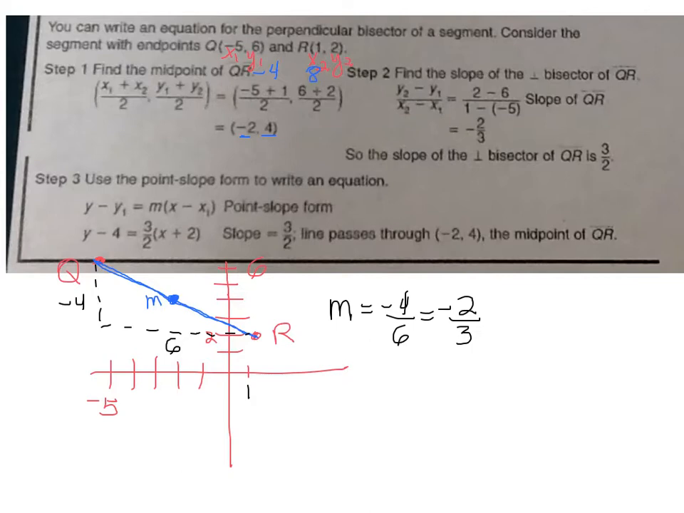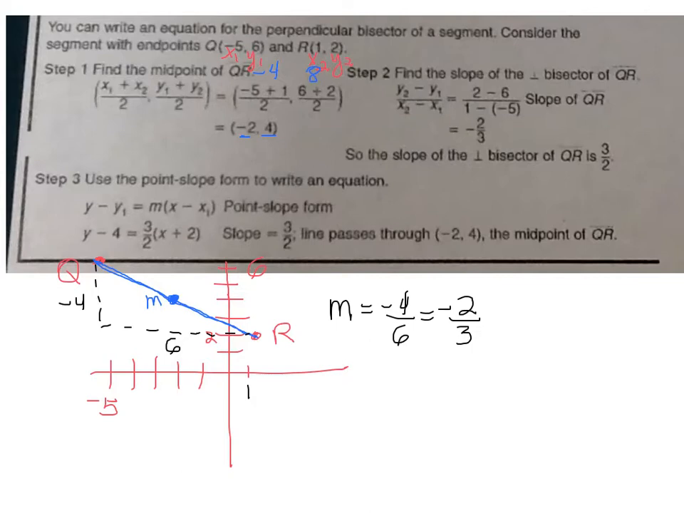So notice that they use a formula for the slope. On the example, it says step number 2, find the slope of the segment. And the slope was -2/3, and that's what we have here. They did it with the formula. I did it with the rise over the run. So you could do it either way. So -2/3 is the slope.